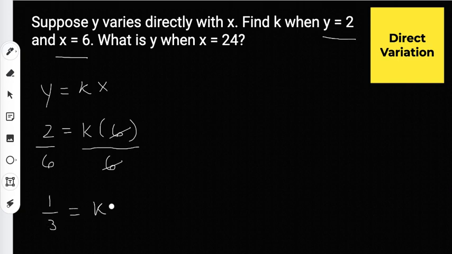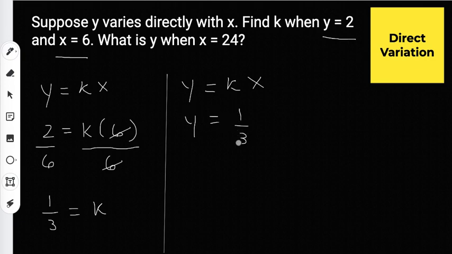So k is 1 over 3, also known as 1/3, right? So now we know what k is. We know that k is going to be 1/3. So now I can rewrite my equation y equals k times x, but I'm going to replace k with a 1/3. So I'm going to have y equals 1/3 times x. All I've done there is take the result from the last part of the problem and put it in for k. So now it asks, what is y when x equals 24?